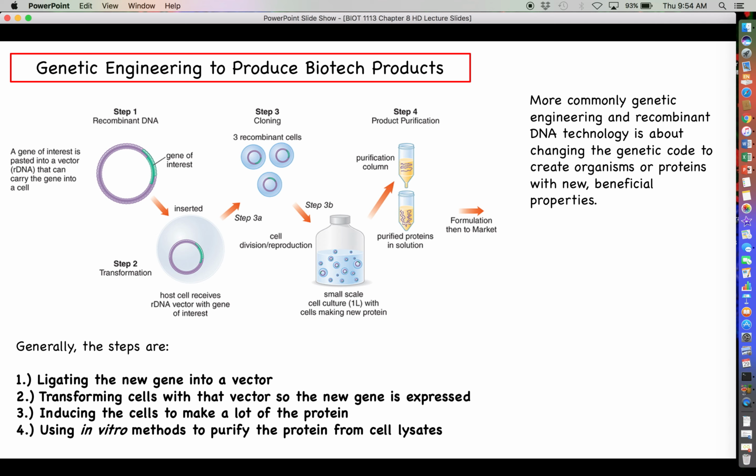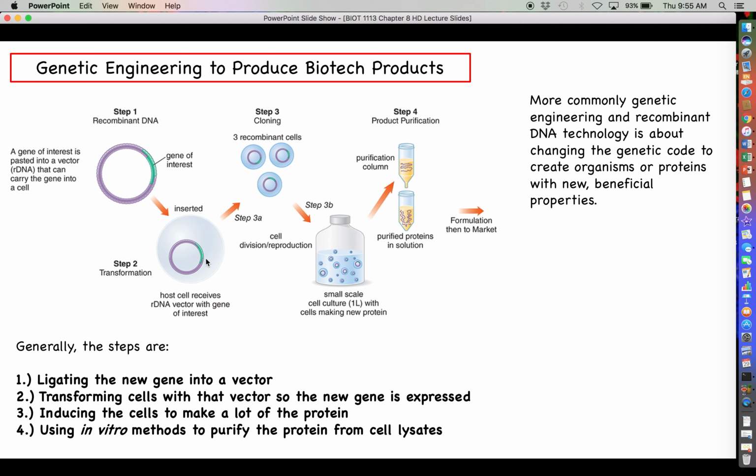So generally speaking, and we'll talk about these as we go along here, the steps are ligating the new gene into a vector, so that's going to be a plasmid, which we've talked about several times. So a plasmid, as we said, is just a vector that we can put our gene into, and then we can transform cells with that vector so that they will begin expressing that new gene. So once we have our gene that we want our cells to express, we put it in the vector, we transform cells with that vector. At this point, we would consider the cell to be recombinant because it is now expressing a gene that it otherwise would not be.